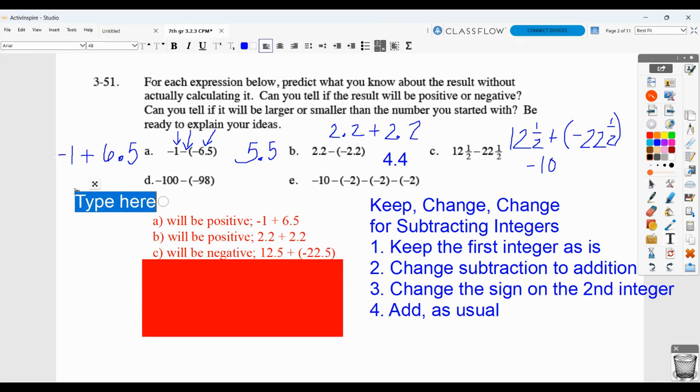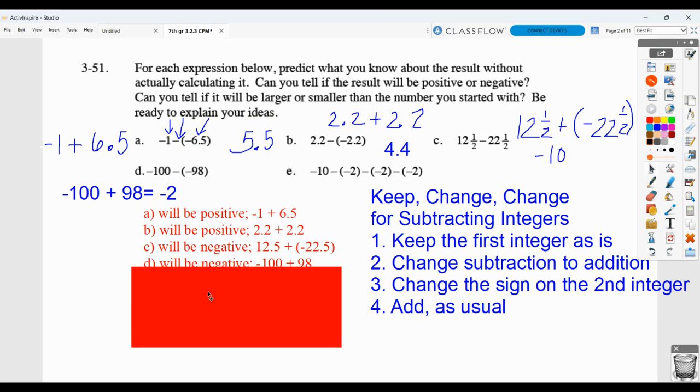Okay, then to check, negative 100 should stay as it is. Subtraction changes to addition, and 98 right now is negative, so we need to make it positive. So since they have opposite signs, we subtract, carry the sign of the number that is pulling harder in its direction. So there's your rewrite, there's your answer.